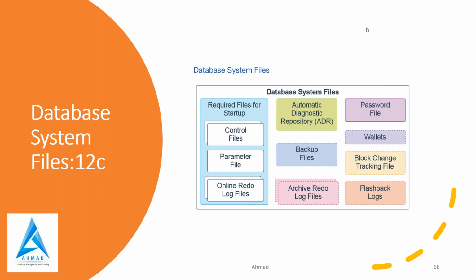In database system files, as we know, for startup we require control file, parameter file, and online redo log file. Additionally we have backup file, archive log file, flashback log file, blockchain, wallet, password file is compulsory, and ADR is compulsory, which was introduced in 11g. I missed that actually. This feature is very important, and it is used for incident reporting and posting the problem on the Oracle support window.